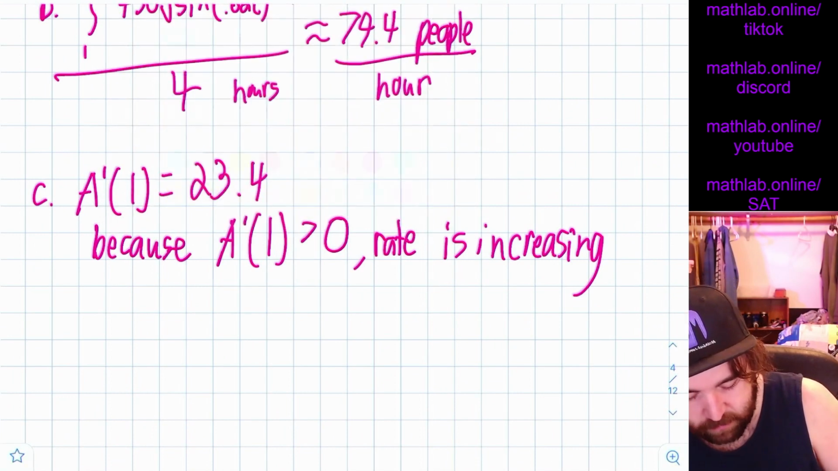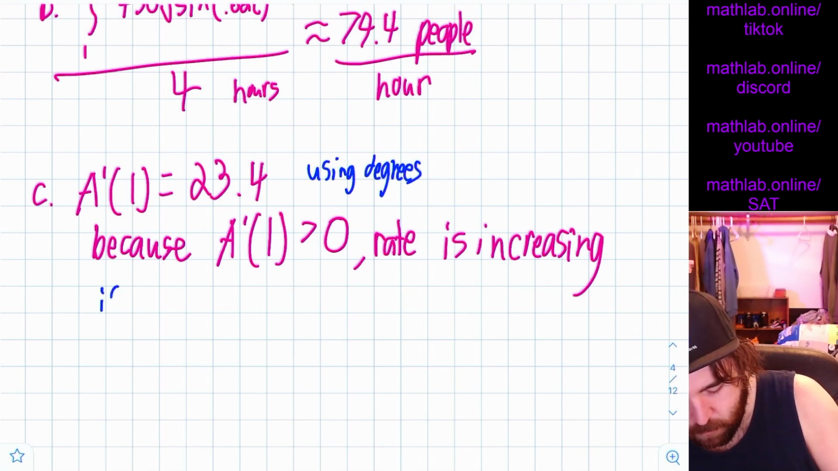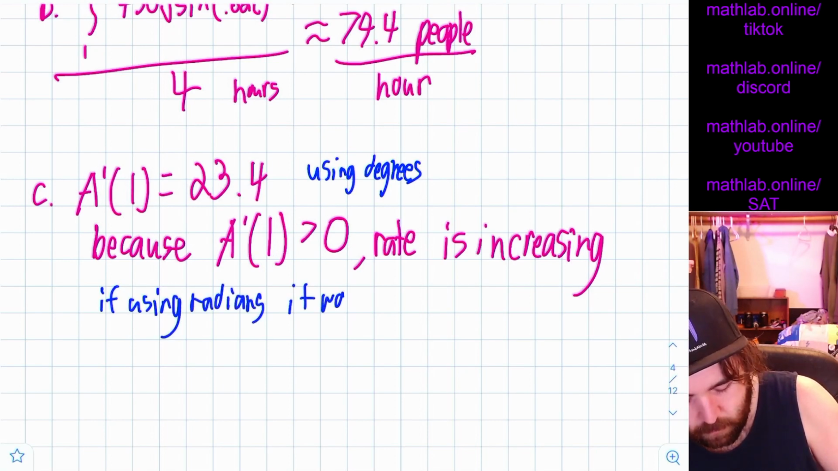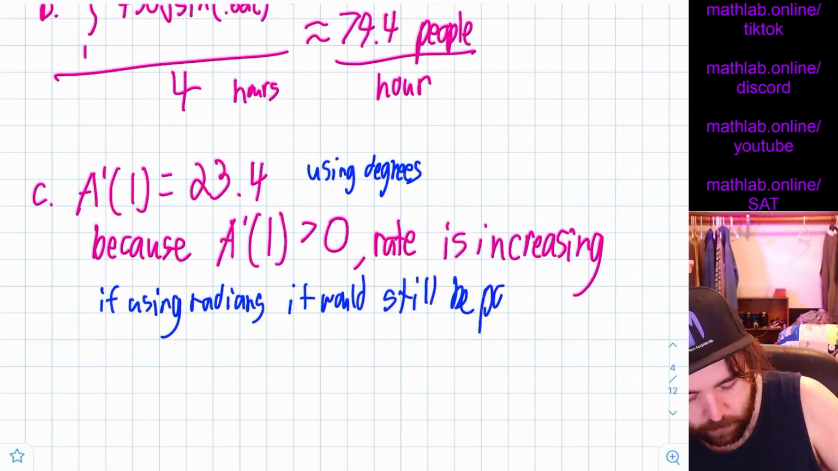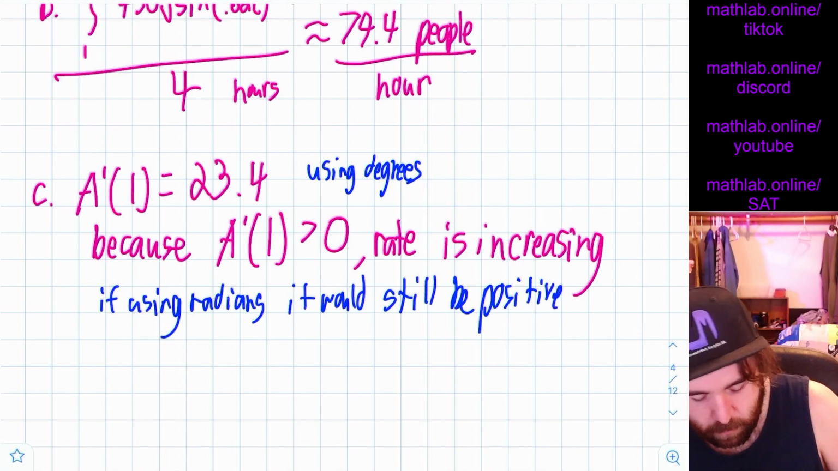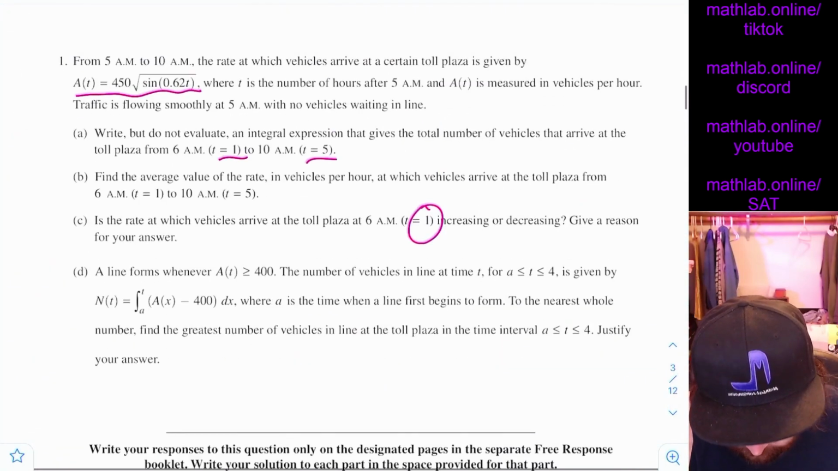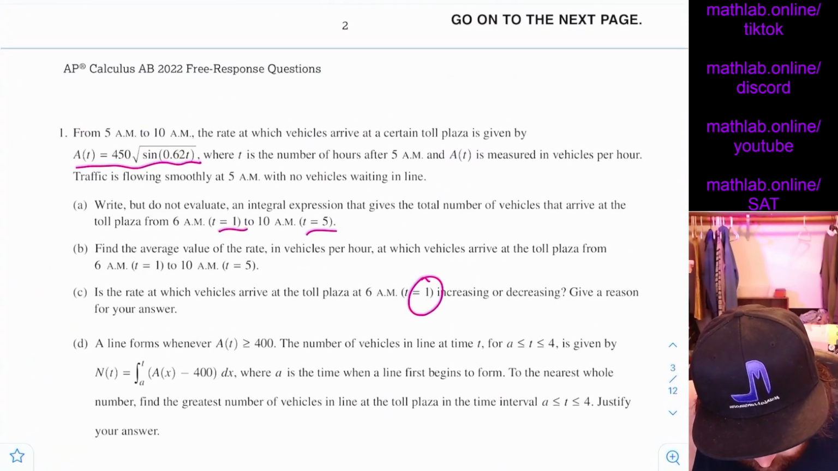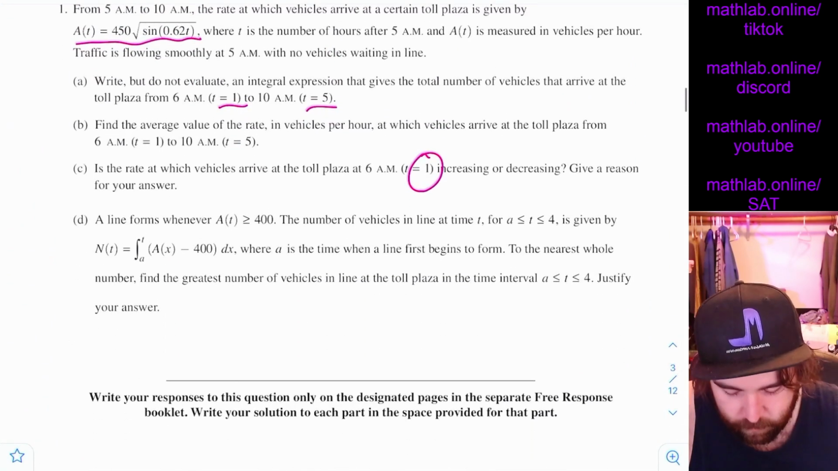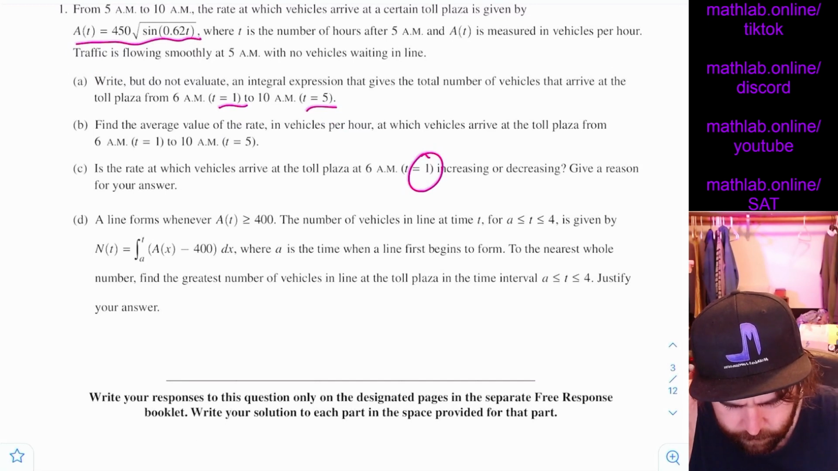I wonder what the answers say about that. I'll leave a little note for myself using degrees. If using radians, it would still be positive. I mean, we probably should be using radians here, right? We always use radians. It doesn't say, though. Since we're talking about the rate, that's all that really matters.